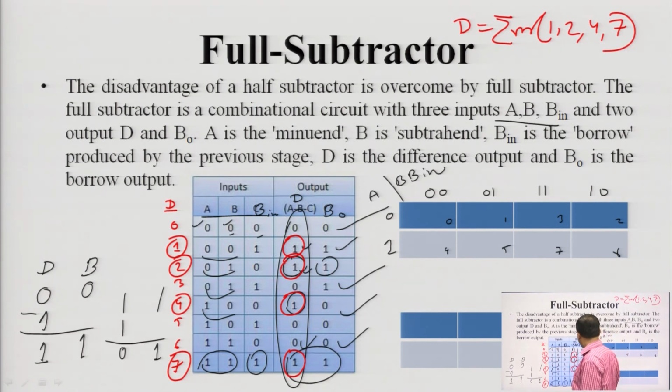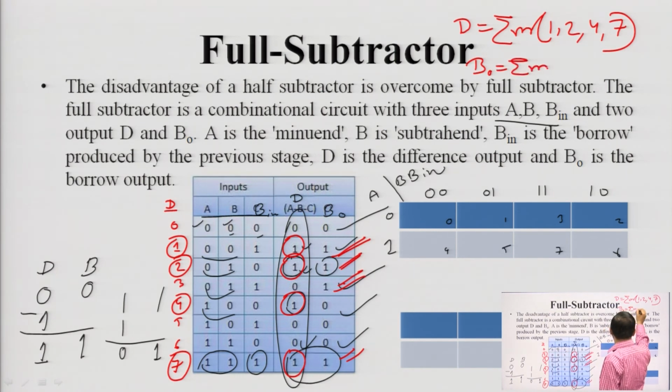And for borrow we are having 1, 2, 3 and 7. So the borrow B naught will be summation m 1, 2, 3 and 7. Got it? Now we will just group this.